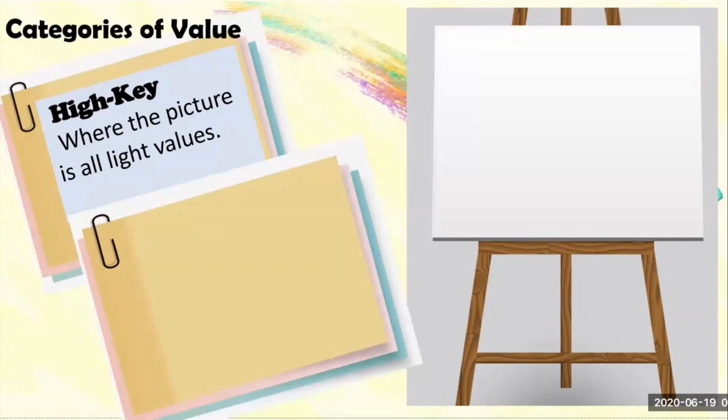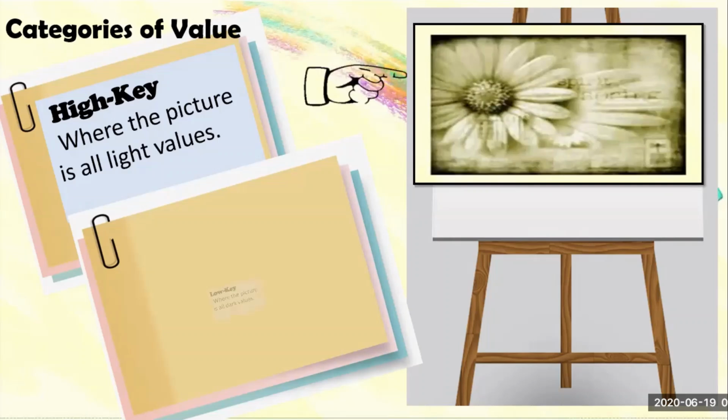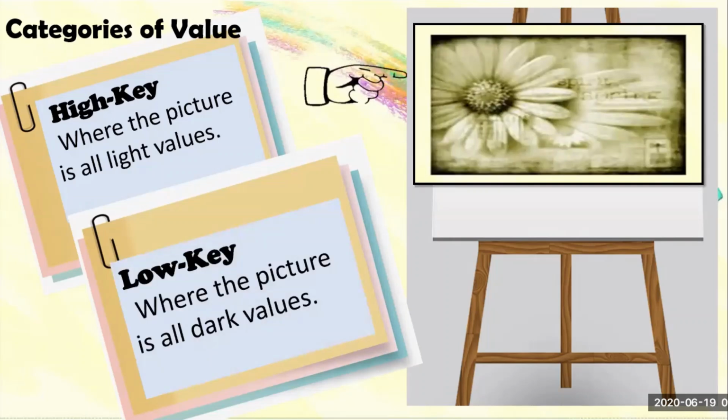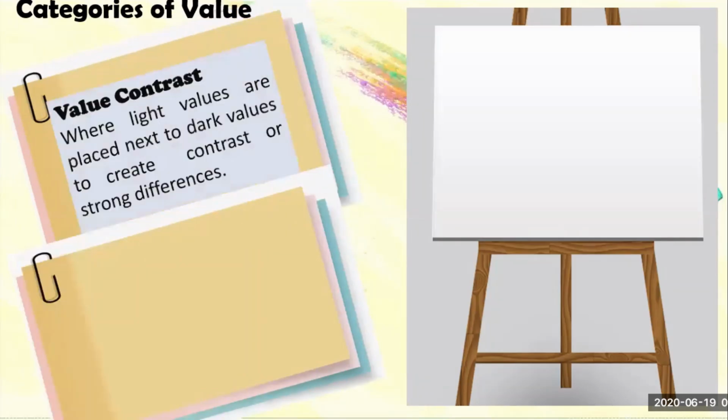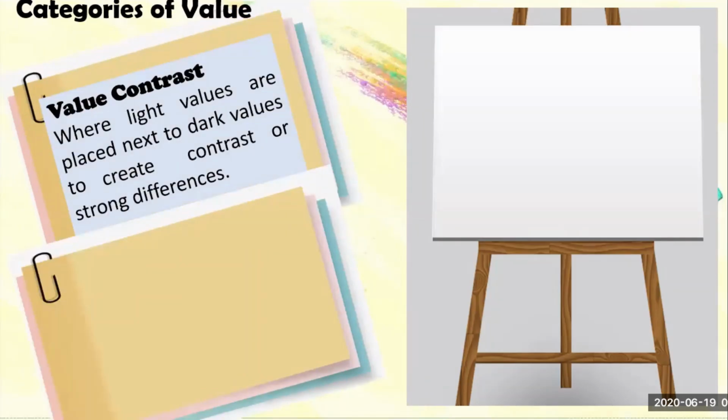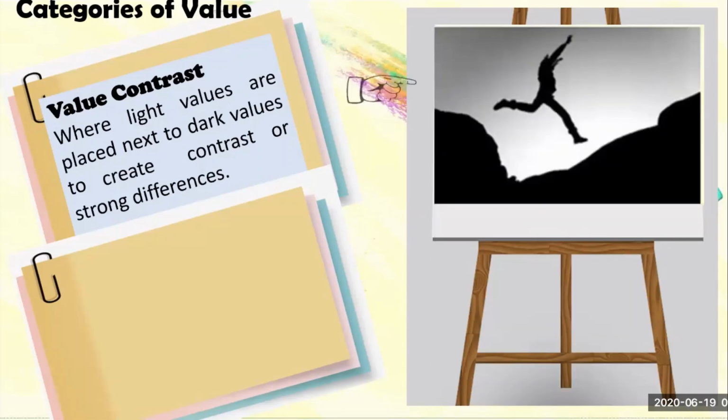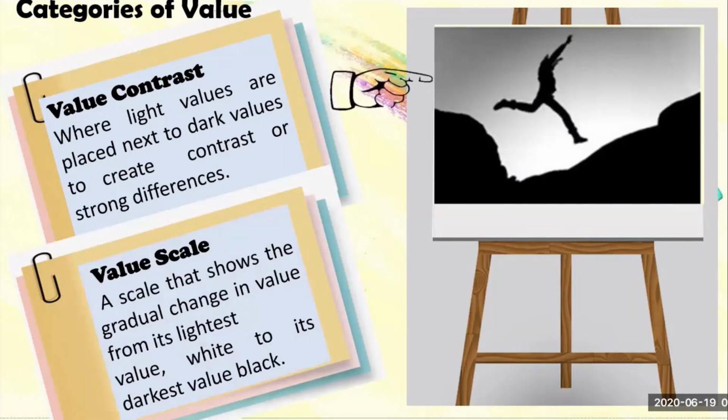High key, where the picture is all light values. Low key, where the picture is all dark values. Value contrast, where light values are placed next to dark values to create contrast or strong differences. Value scale, a scale that shows the gradual change in value from its lightest value, white, to its darkest value, black.